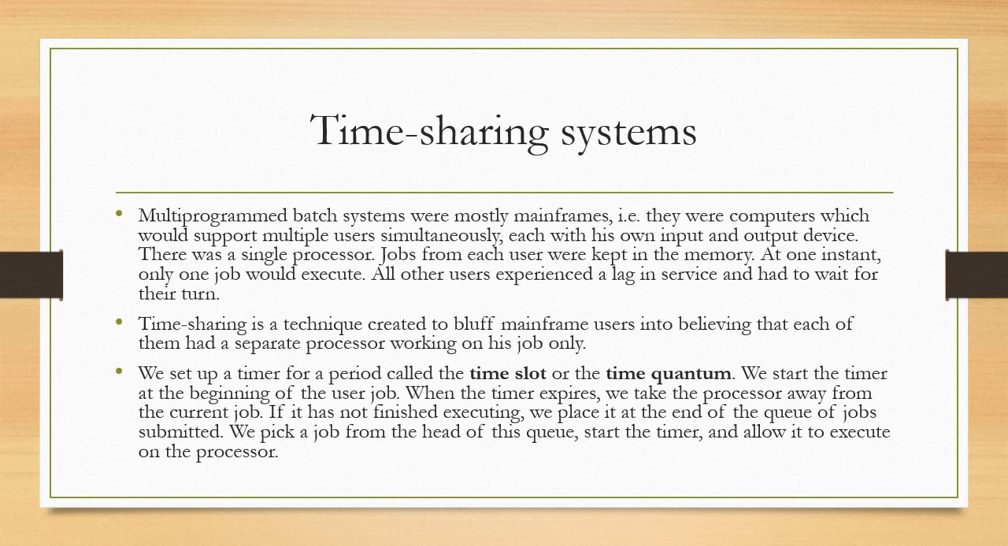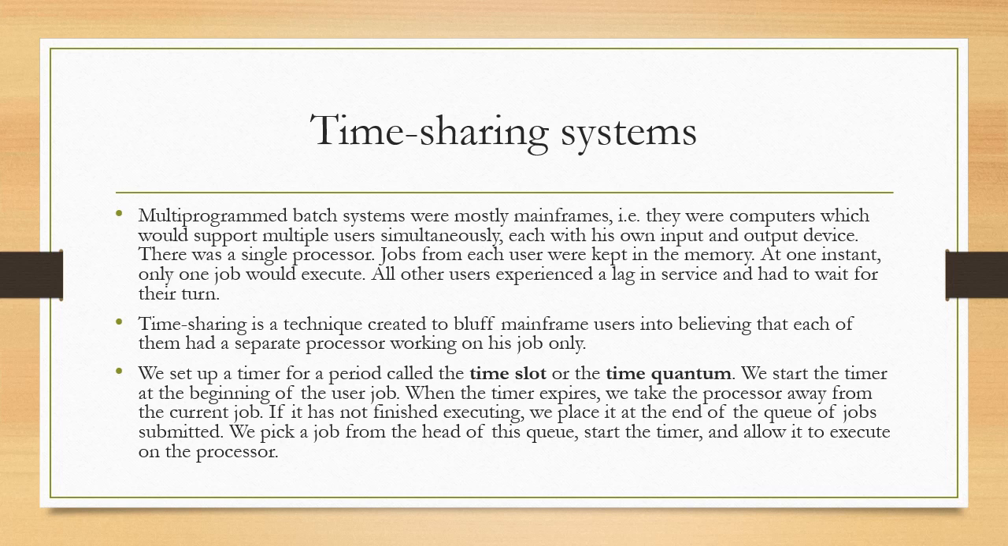Multi-programmed batch systems were mostly mainframes. That is, they were computers which would support multiple users simultaneously, each with his own input and output device. There was a single processor. Jobs from each user were kept in the memory. At one instant, only one job would execute. All other users experienced a lag in service and had to wait for their turn, which was not a good experience.